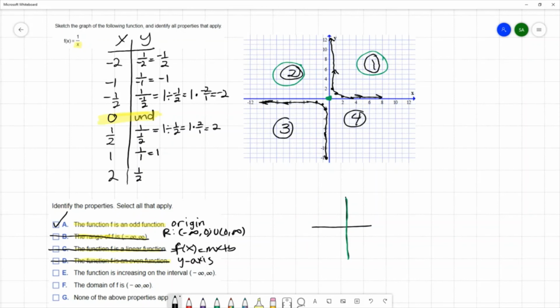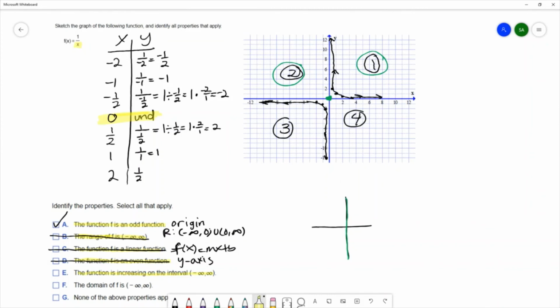The next property says the function is increasing on the interval from negative infinity to infinity. As I trace this graph going from left to right, I can see that my y values are decreasing. And if I continue, my y values are still decreasing. So the function is not increasing over the interval negative infinity to infinity, so I would not select this property.